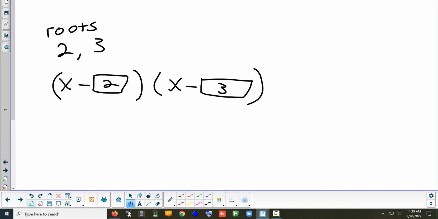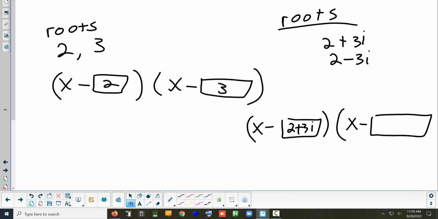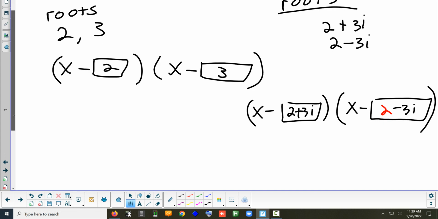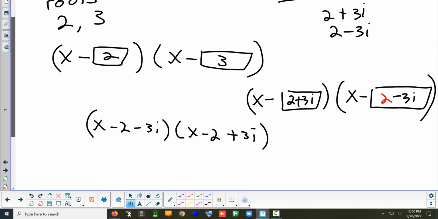Now think of this exactly the same way. Your roots are 2 plus 3i and 2 minus 3i. What would your factors be? x minus (2 plus 3i) and x minus (2 minus 3i). So what you end up with here is when you find a polynomial that has roots, these i's should all disappear. So you have x minus 2 minus 3i, that's the first one, and x minus 2 plus 3i.